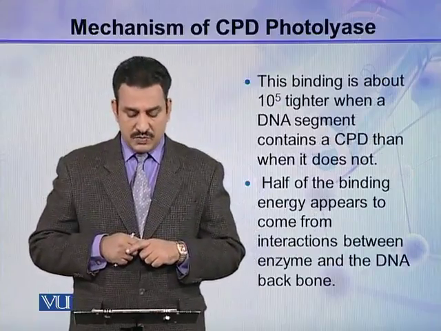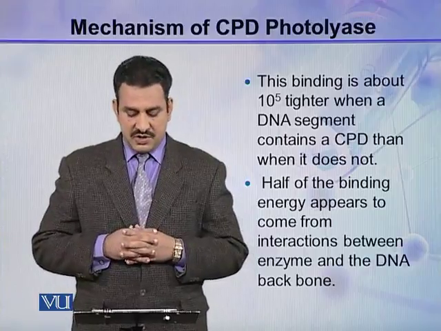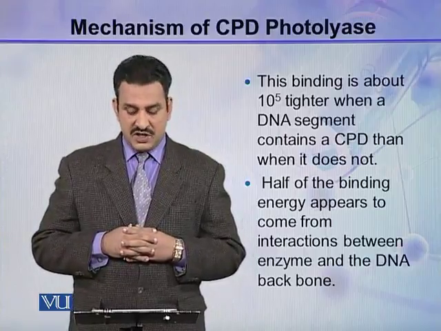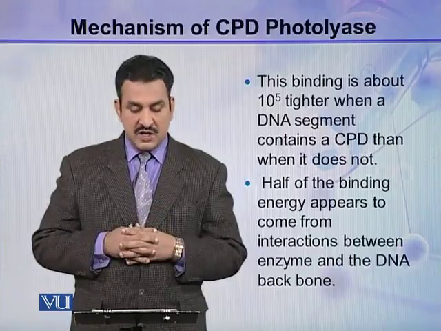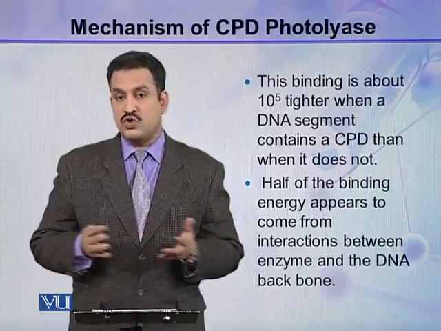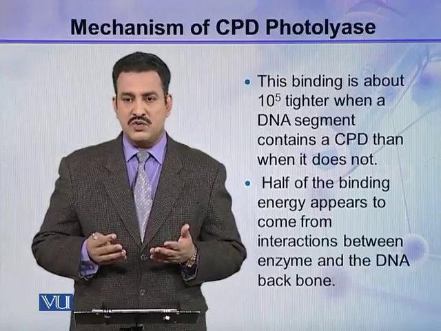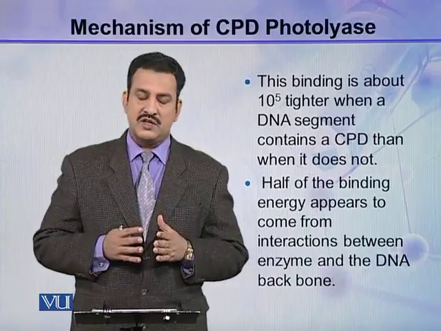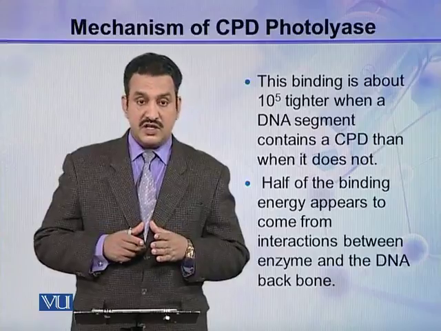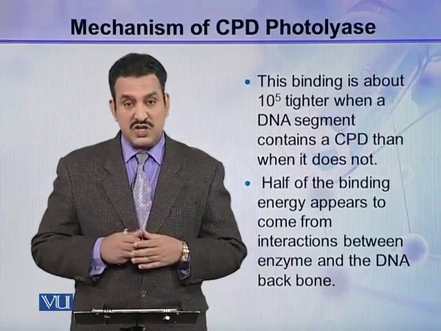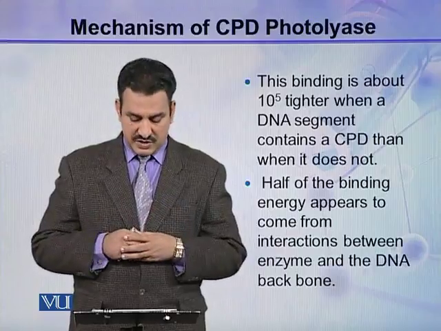This binding is about 10 to the 5 times tighter when a DNA segment contains a CPD, when a dimer is present, than when it is not present. So it can bind to normal DNA which doesn't contain a dimer, but this binding is 10 to the 5 times tighter if the dimer is present.